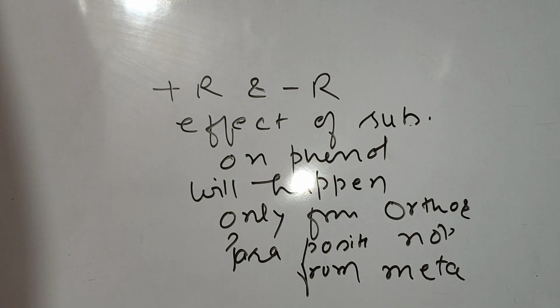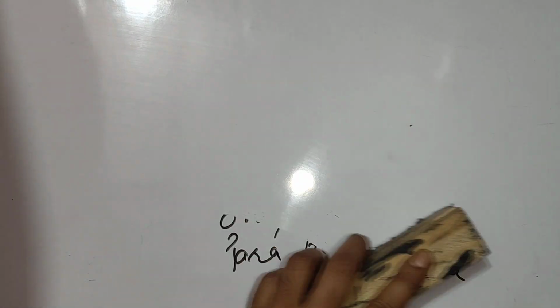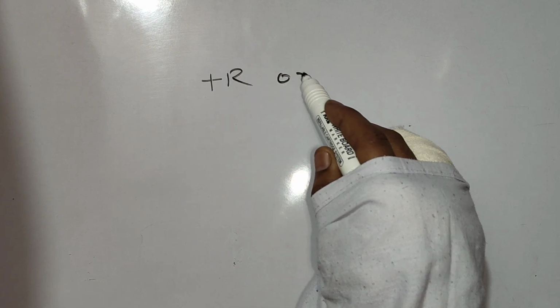Now, after knowledge of the plus R, minus R effect of the substituent, and the plus I and minus I effect of the substituent on a phenol, we can go for the next acidic comparisons in phenol. So first have a command on plus R and minus R effect of the substituent and minus I and plus I effect of the substituent, and please check on what factors they depend. One more point: how to judge whether a substituent will show plus R effect or minus R effect.